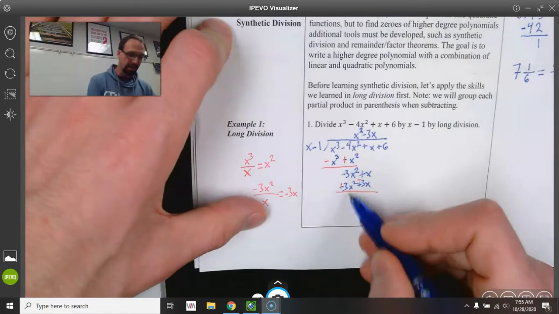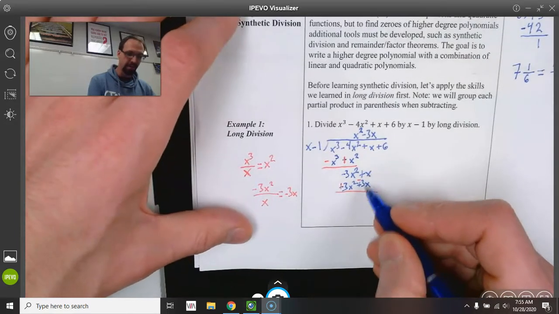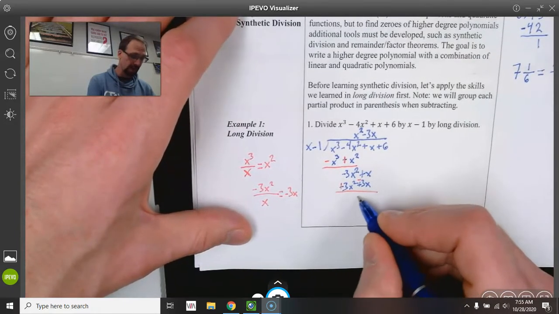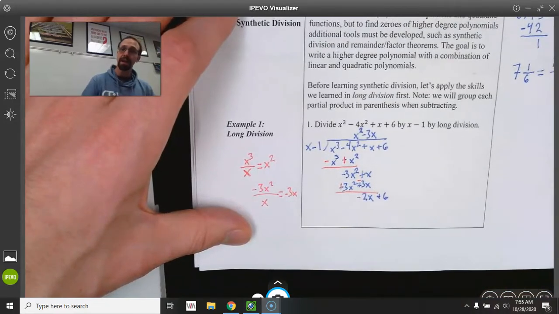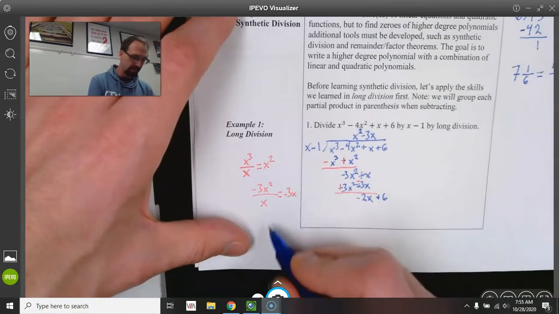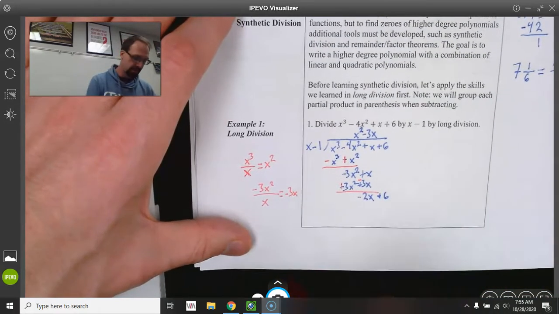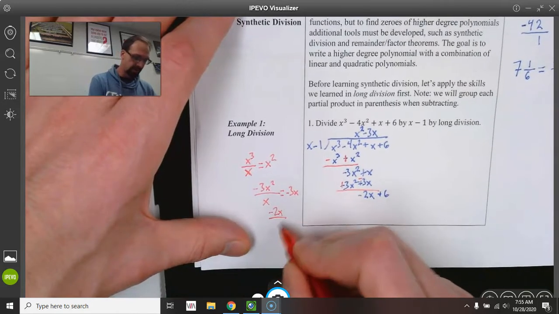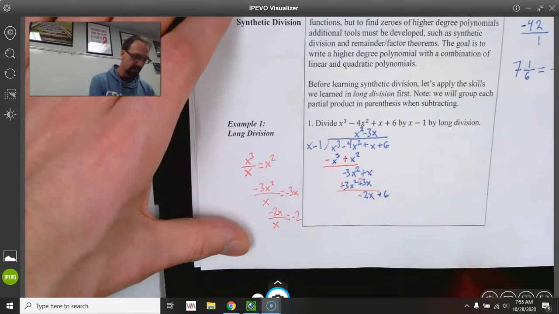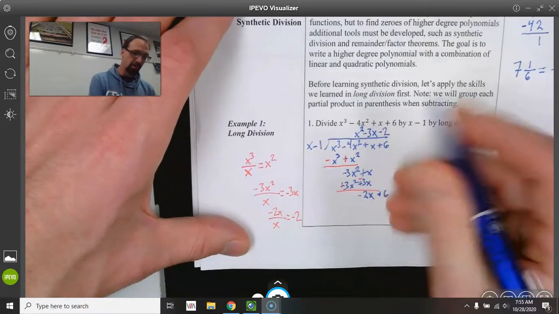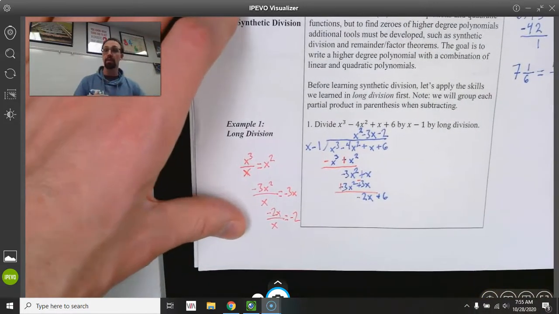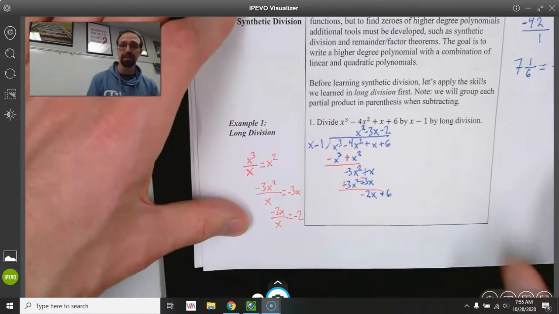When I combine, again, these cancel as they should. And if I combine x minus 3x, I get a negative 2x. Then I bring down the plus 6. X goes into negative 2x again. So negative 2x divided by x is a negative 2. If you notice, each time we go through here, we're lowering the degree by 1 each time, and you should.